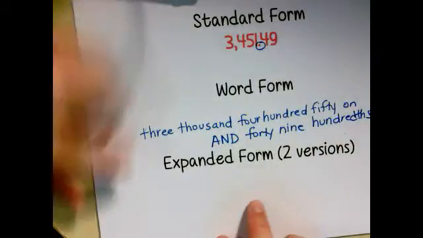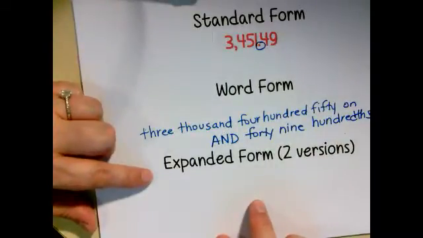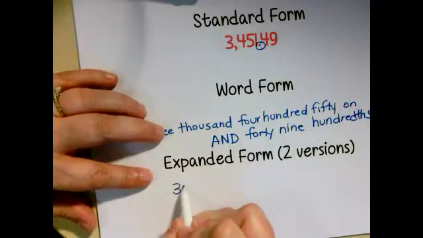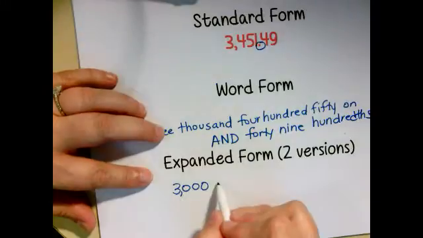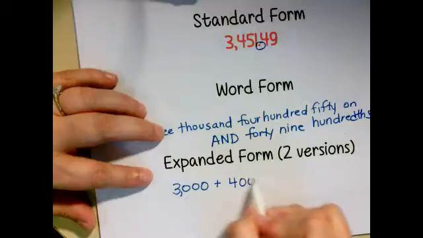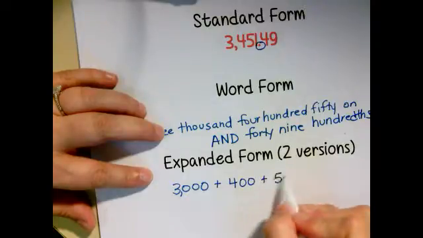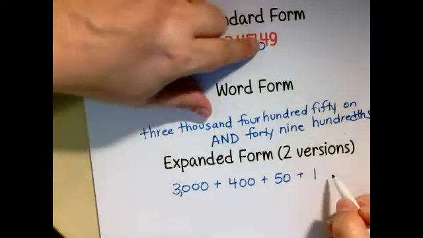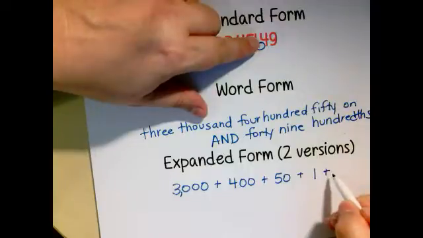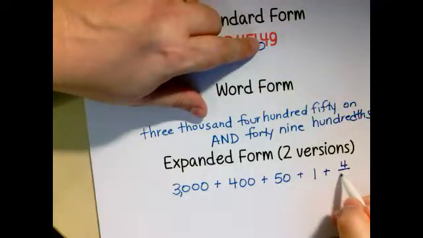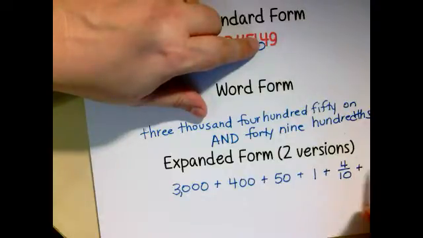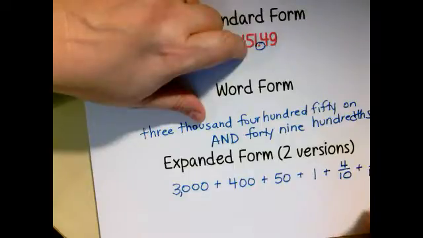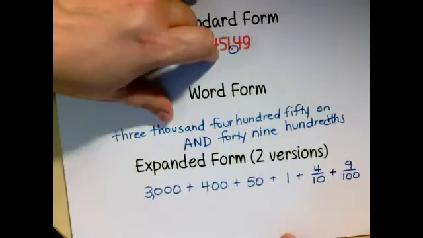Expanded form, I want to touch on this because there's two different ways that we can do this. Some of you have broken this down and decomposed the number, and you've said 3,000 plus 400 plus 50 plus 1, and then you get to the decimal over here and you get a little stumped. But for this you can say plus 4/10, because that's in the tenths place, plus 9 hundredths, because that's in the hundredths place. And I'm off the camera. Sorry about that.